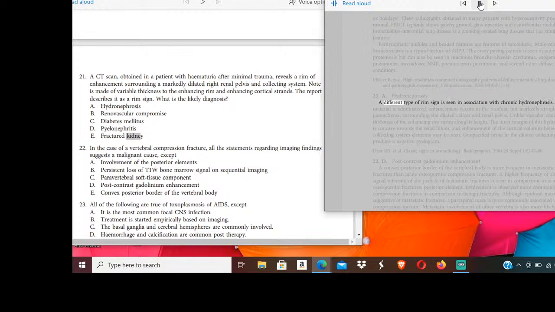21. A. Hydronephrosis. A different type of rim sign is seen in association with chronic hydronephrosis. After contrast material is administered, enhancement occurs in the residual, but markedly atrophic, renal parenchyma, surrounding the dilated calyces and renal pelvis. Unlike vascular compromise, the thickness of the enhancing rim varies along its length. The inner margin of this hydronephrotic rim is concave towards the renal hilum, and enhancement of the cortical columns between the dilated collecting system elements may be seen. An opacified urine in the dilated collecting system may produce a negative pyelogram. Dyer RB, et al. Classic signs in uroradiology. Radiographics.